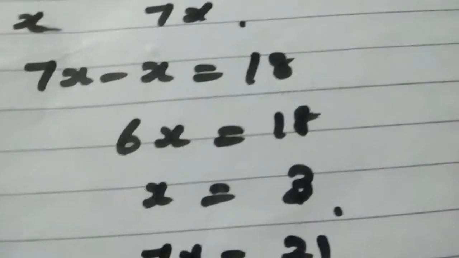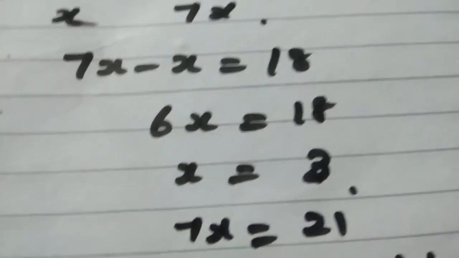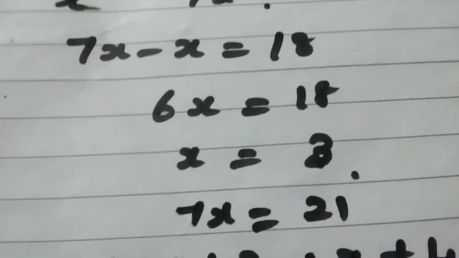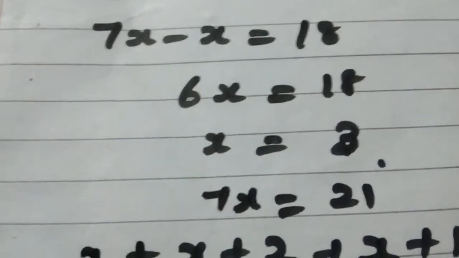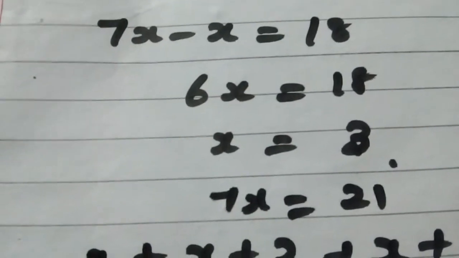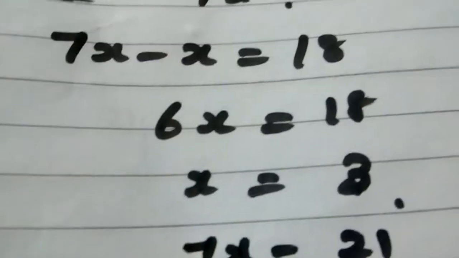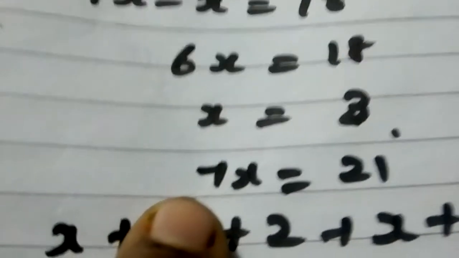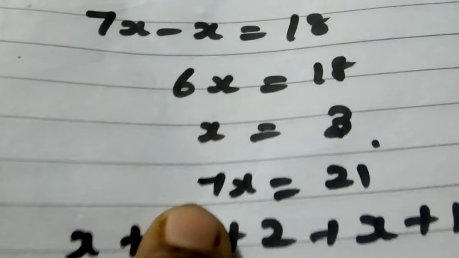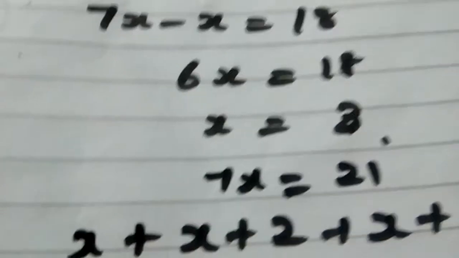Therefore the value of x we are getting is 3. So x is 3, and what is the value of 7x? It is 21. 7 3s are 21. Is it clear? Because 6x is equal to 18, therefore x is equal to 3 and 7x is equal to 21. We got the answer for the third question. Now the fourth question.